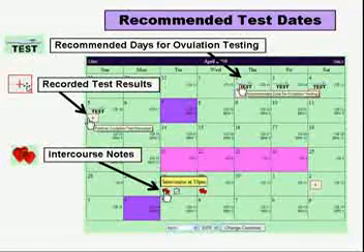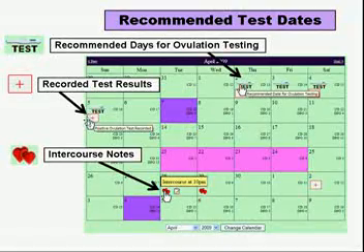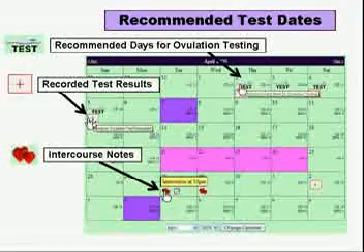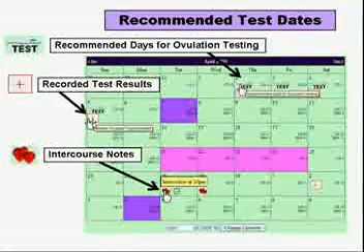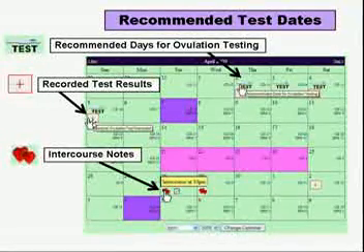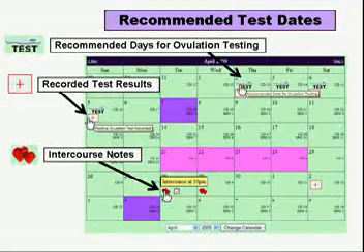If you hover your mouse over, as is shown here, it will give you additional information on that test result too, specifying whether it's positive or negative, which you can tell just by looking at the plus or minus sign. There's additional information which is available to you as well, including intercourse notes.